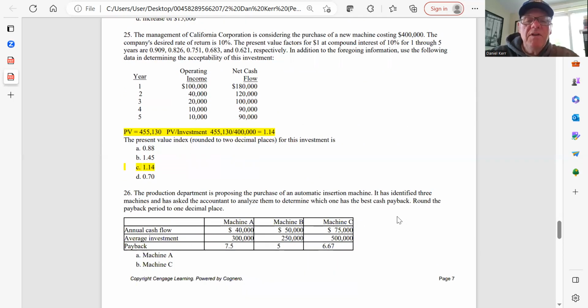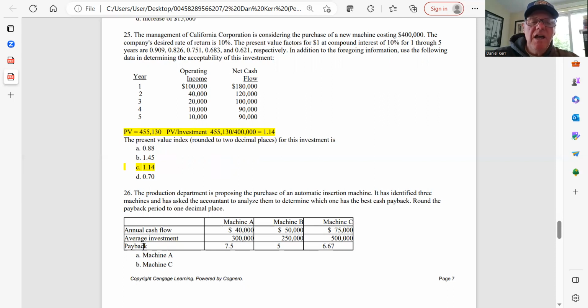26, we're considering a project here. Prada is proposing the purchase of an automated insertion machine. It has identified 3 machines and is asked to analyze them to determine which has the best cash payback. So the best cash payback would be the shortest cash payback. So you simply take the cost of the investment and divide by the annual cash flow.